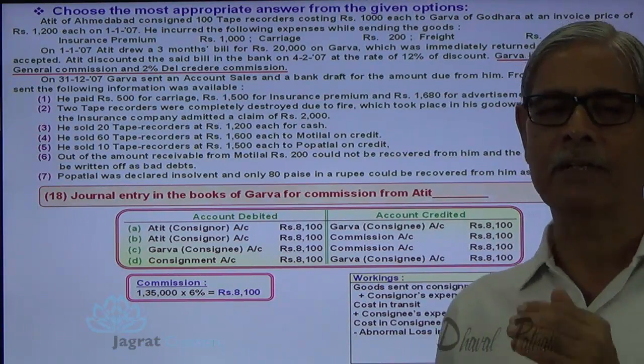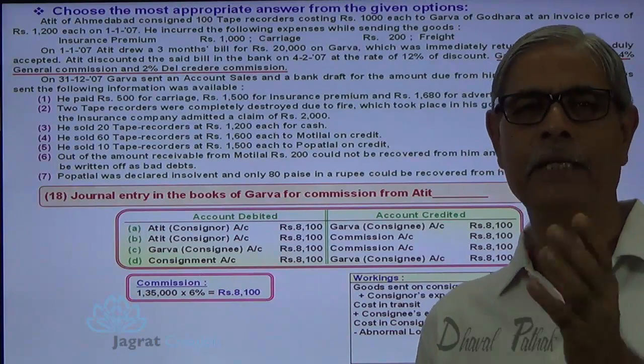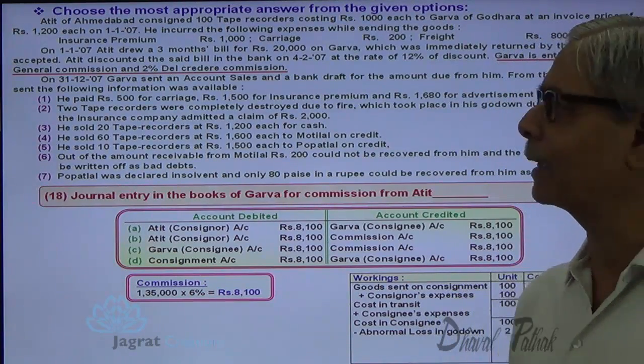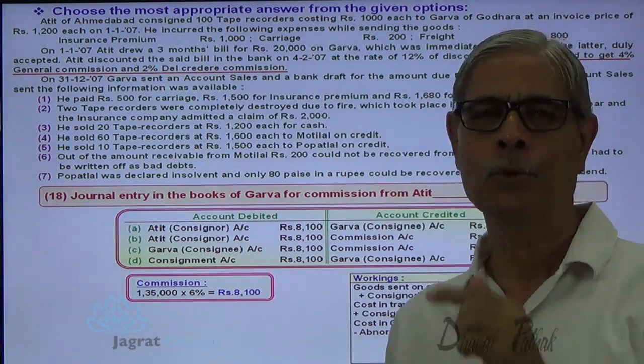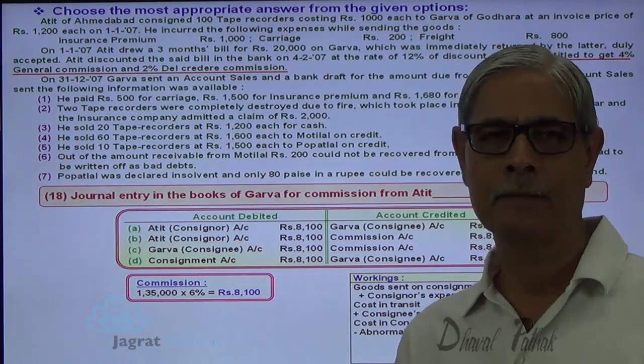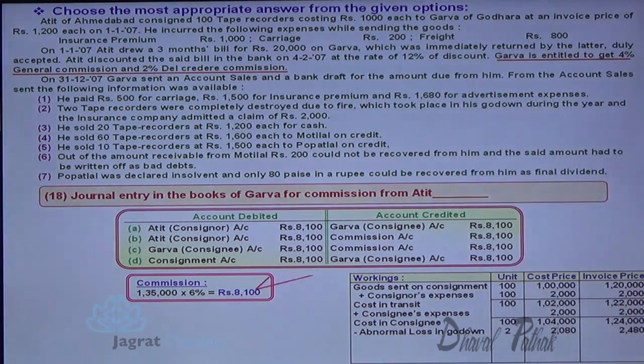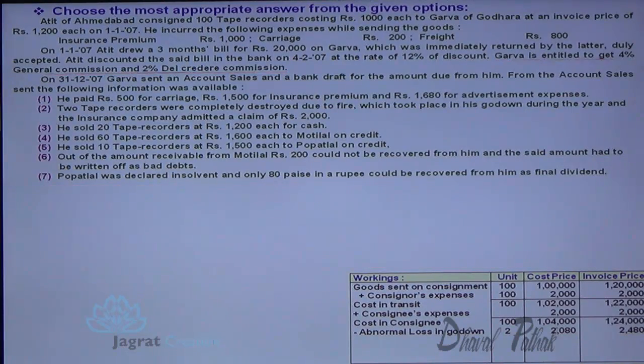Now these commission services are rendered by the consignee. To whom? To the consignor. What is the name of the consignor? Consignor name is Atit. So he is a receiver of services. Debit the receiver. So the journal entry for that is Atit account debit to commission account credit. That is the journal entry for commission to be recorded in the books of consignee, that is agent. Here Gaurav is the agent. So Gaurav records the entry. Atit account debit, consignor account debit to commission account credit. This is the entry. Next.